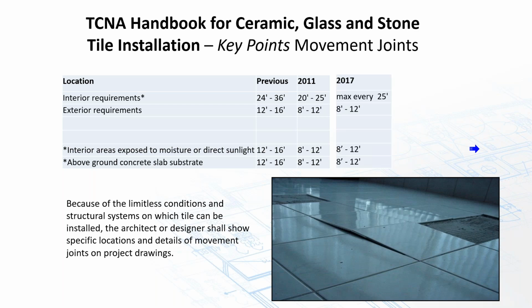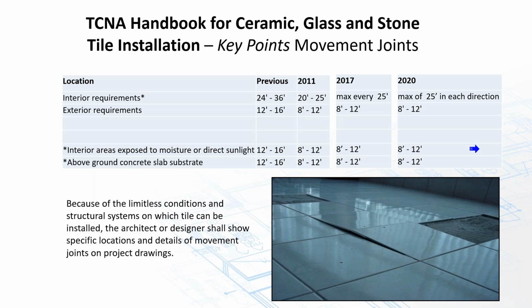So about 2017, we made a change and said interior recommendations should just say maximum every 25 feet. We don't have to say the minimum. And the exterior recommendations or interior moist and direct sunlight areas still remained 8 to 12 feet. In 2020, same thing, still the same.